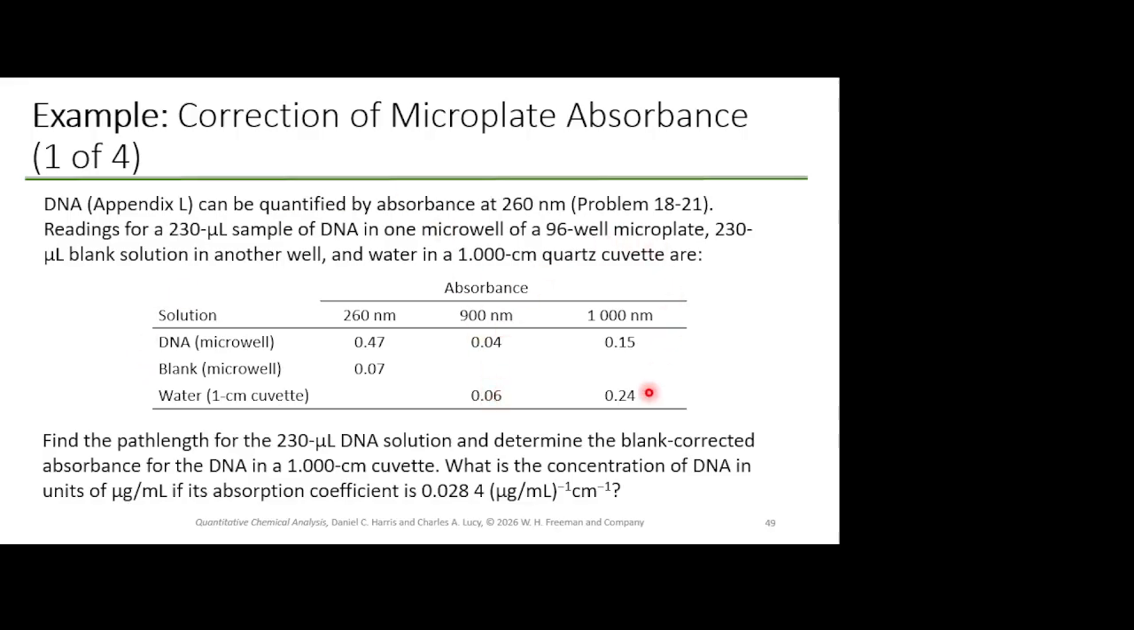Okay, so this is an example right here. DNA can be quantified as absorbance at 260 nanometers. The readings for the 230 microliter sample of DNA in one microwell of a 96-well microplate, the 234 microliter blank solution in another well, and water in a 1 centimeter quartz cuvette are these numbers here.